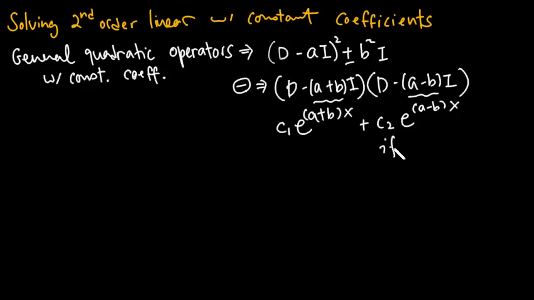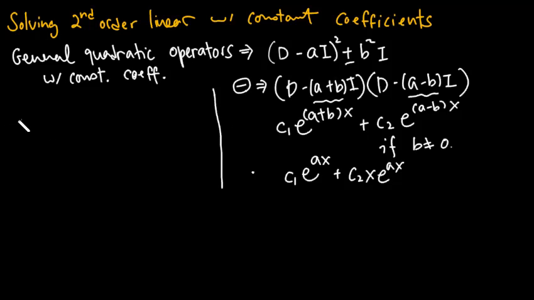That is if b is not equal to 0. If b is 0, then in that case it looks like this, if you remember, c2 x times e to the ax. So in the real case it's all done, and what we're mainly dealing with here is a complex case.